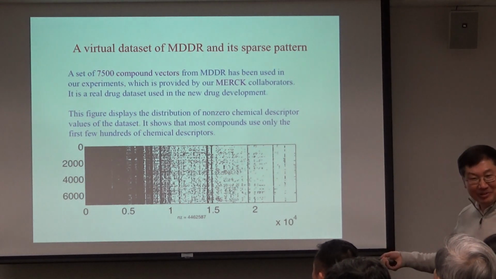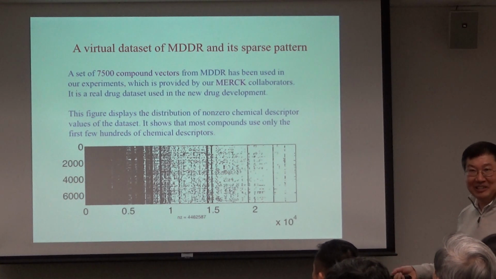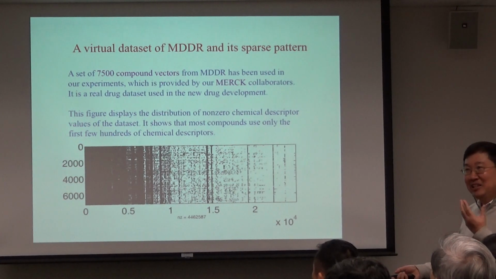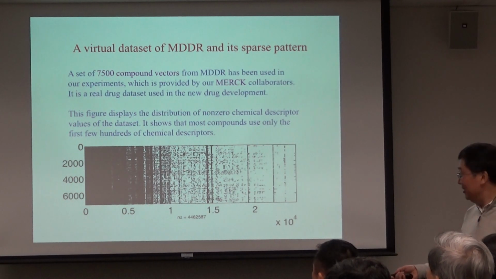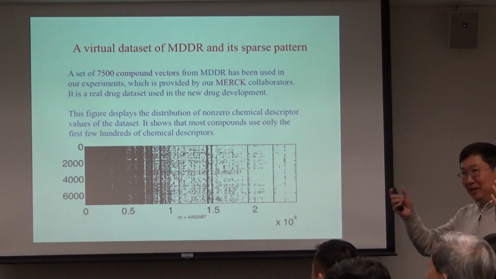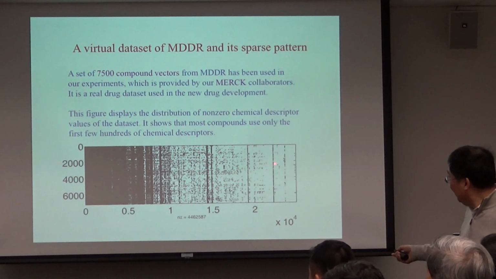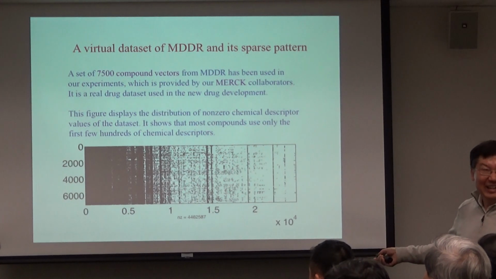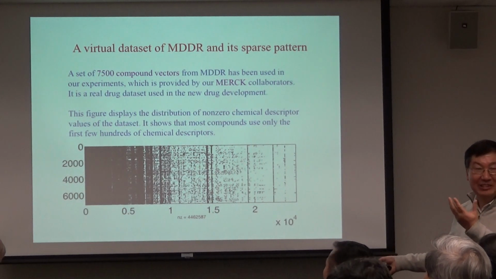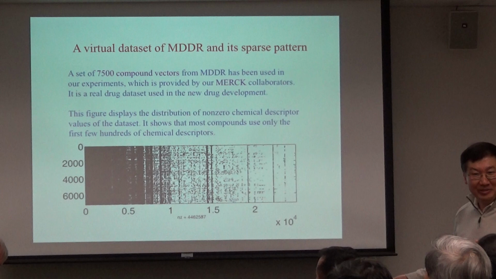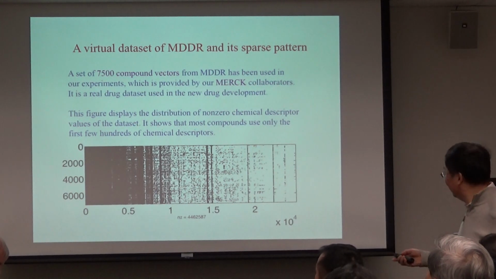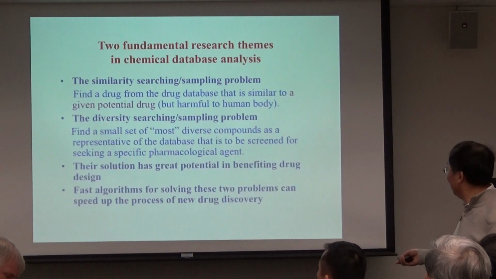So based on this observation, the first few hundred descriptors actually characterize compounds enough. Beyond that, there is a lot of empty space, which means they don't know what the value is for those descriptors.